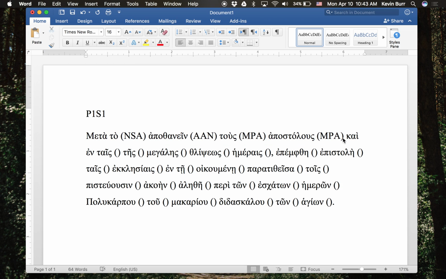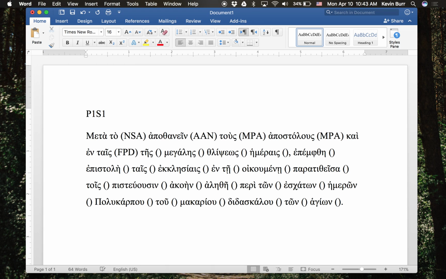Then the coordinating conjunction kai almost always means and. So, and in tais. We have the word tais here, which is feminine plural dative, but immediately following this article we see a genitive followed by another genitive followed by another genitive. And then finally, we see what tais modifies. It's not any of this. It's hemerais, tais hemerais. So this is also feminine plural dative.